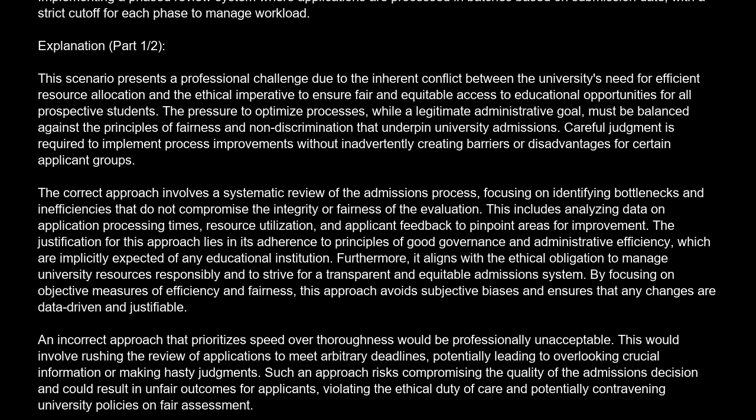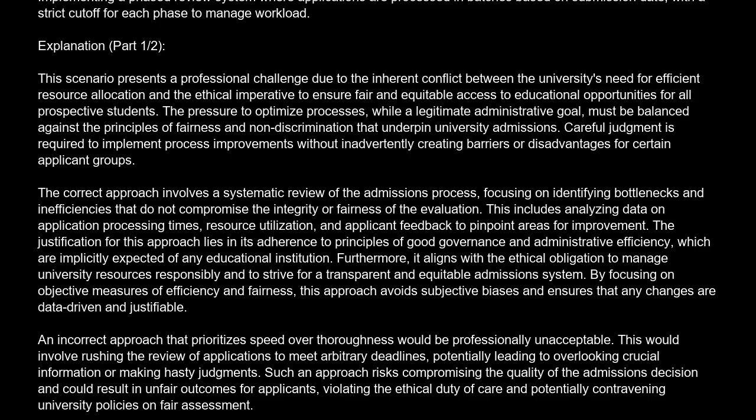Furthermore, it aligns with the ethical obligation to manage university resources responsibly and to strive for a transparent and equitable admission system. By focusing on objective measures of efficiency and fairness, this approach avoids subjective biases and ensures that any changes are data-driven and justifiable.